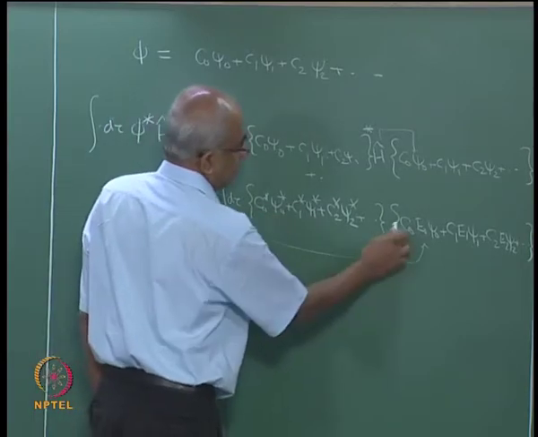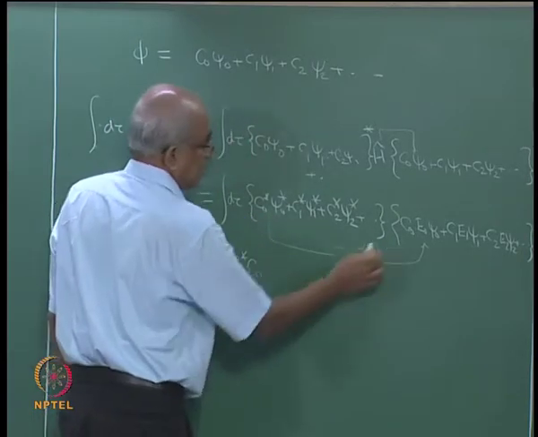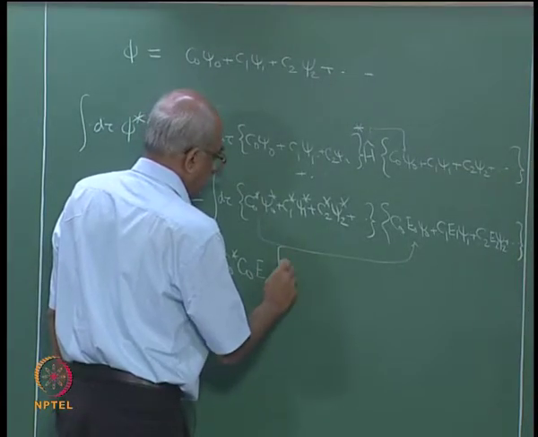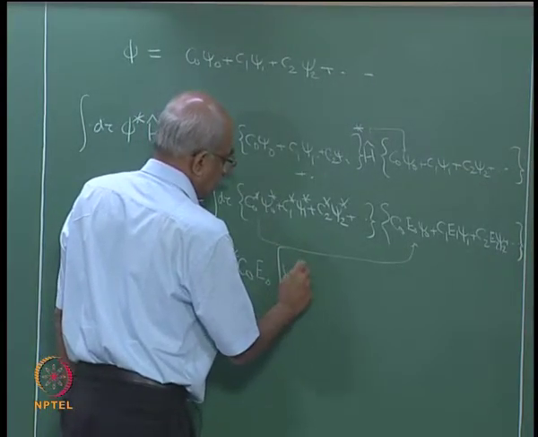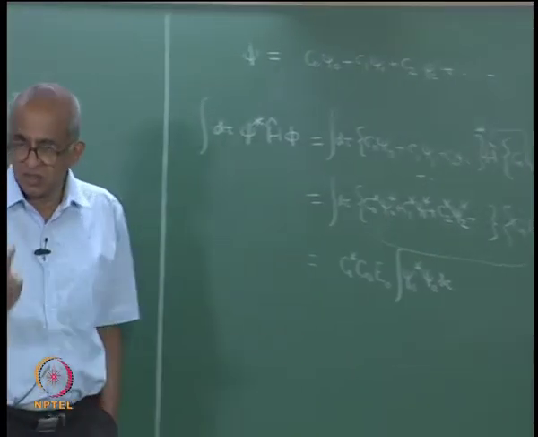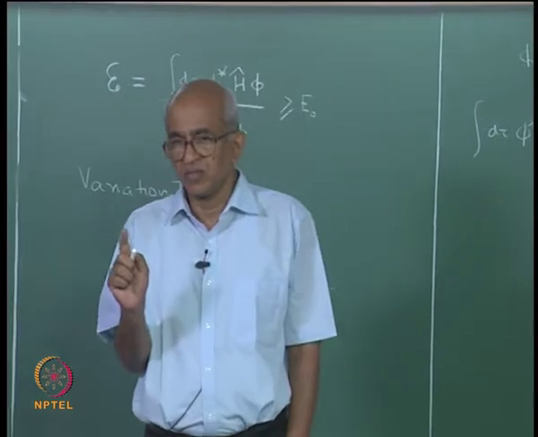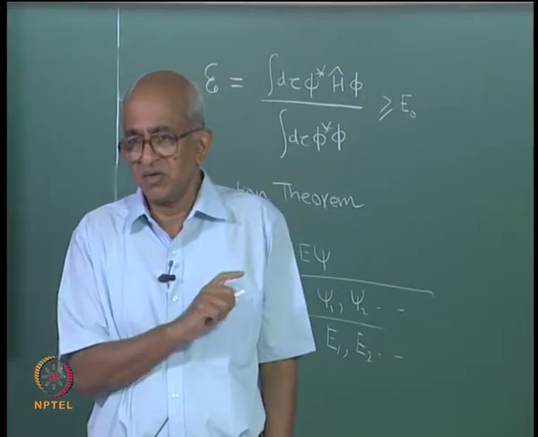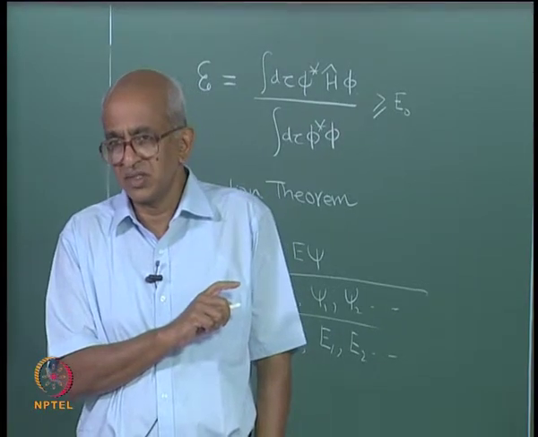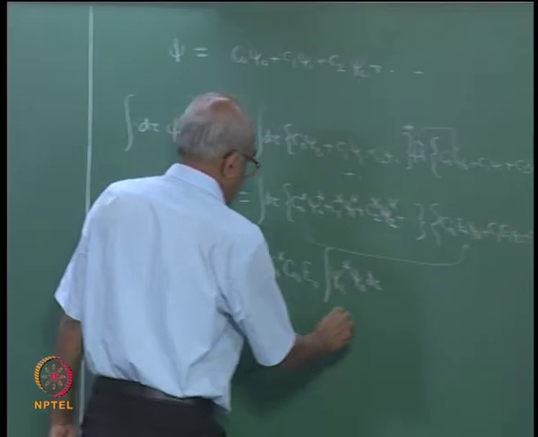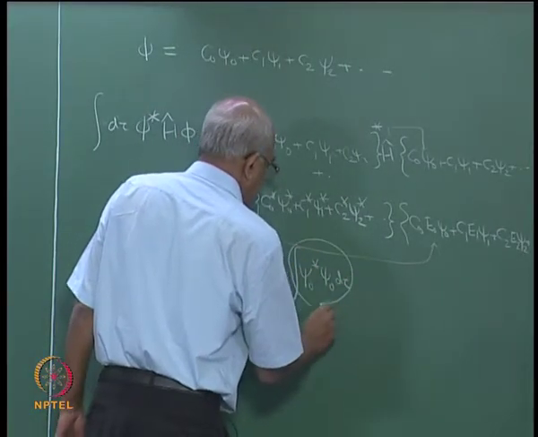From here there will be a C0, from there there will be an E0, and I will have integral psi 0 star psi 0 d tau. That will be the first term, correct? And I can simplify this because I know that psi 0 is a normalized function. So that integral that is occurring there must be equal to unity.